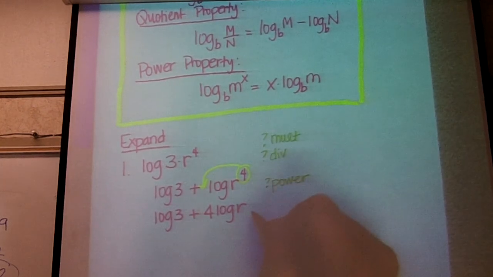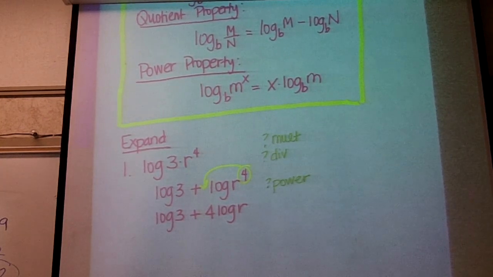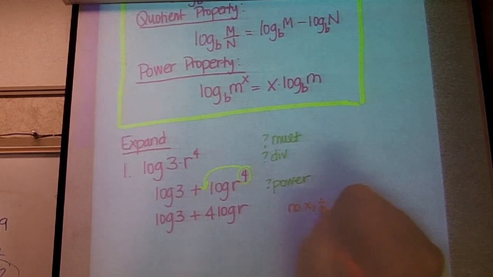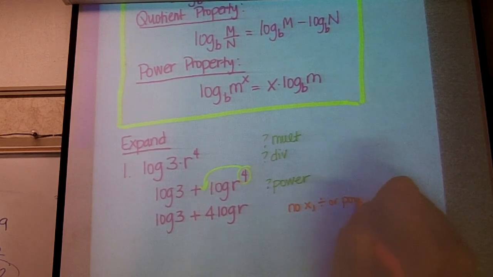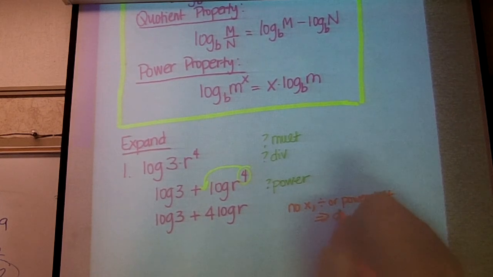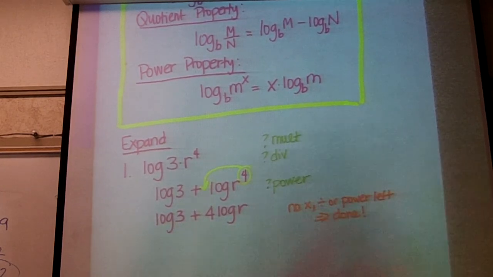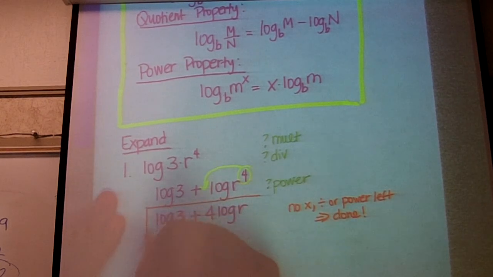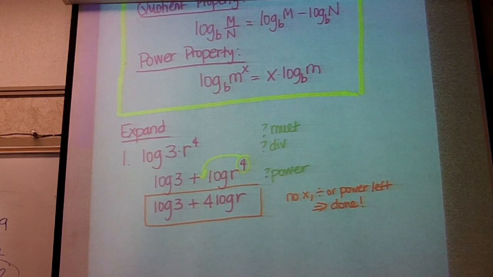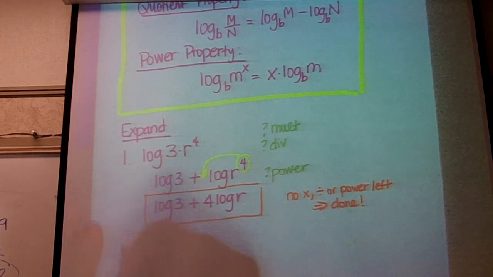And then sometimes people get confused if they're finished or not. So if you have no multiplication, division, or powers left, then basically you're done. You've expanded it as much as you can, and that's the answer. Okay? Let's try a couple more before we move on to condense.